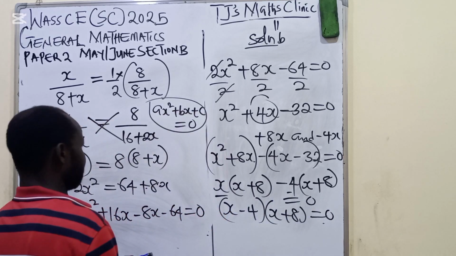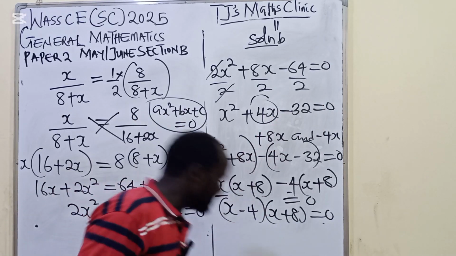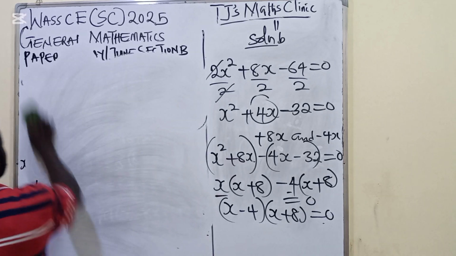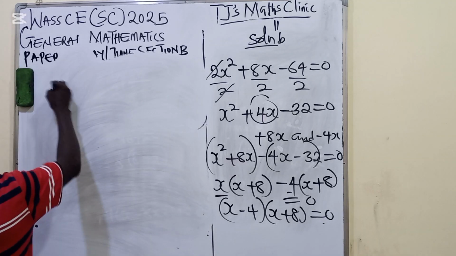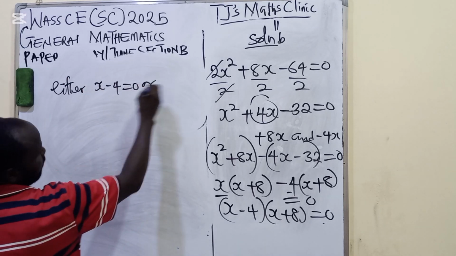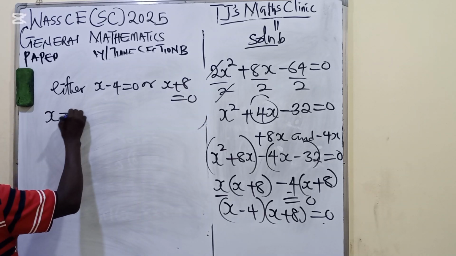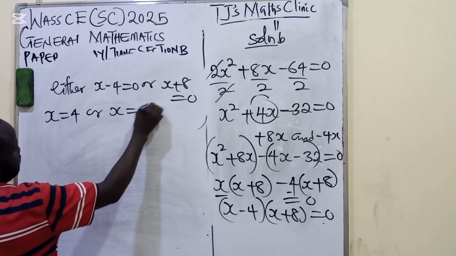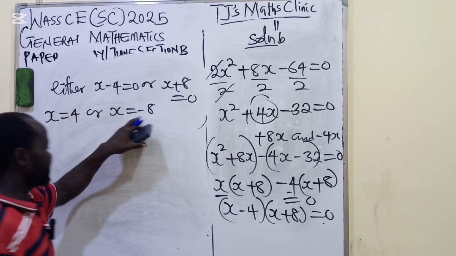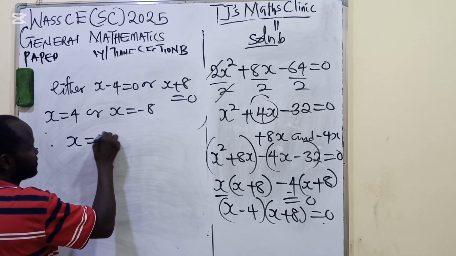Very important. Equals 0 means either x minus 4 is equals to 0 or x plus 8 is equals to 0. So let's solve for x at this point. As I said, either x minus 4 equals 0 or x plus 8 equals 0. Let's collect like terms. X will be equals to 4 or x will be equals to minus 8. But the number of white balls cannot be negative. So x cannot be minus 8. We conclude that therefore x is nothing but 4.